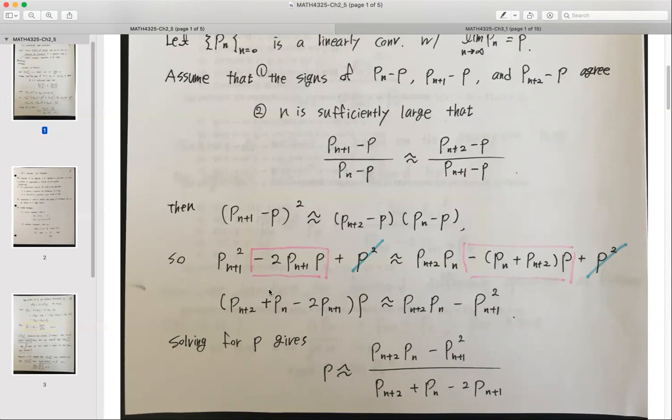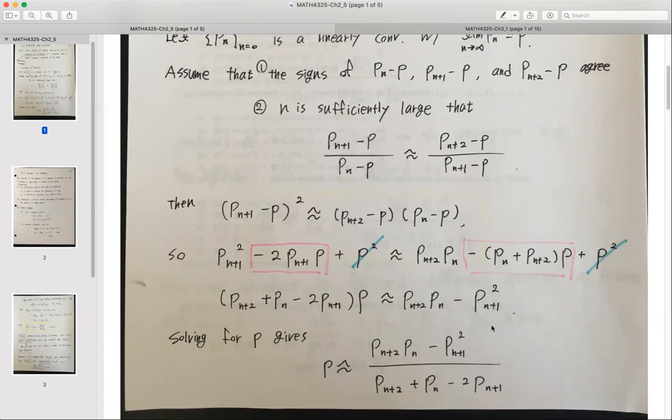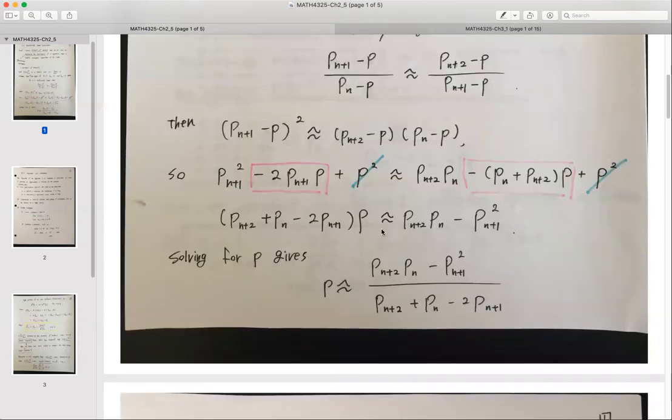Now the P sub n plus 2 plus P, these come from here. So we're going to move this one to the left hand side, you see the pink box, and then we're going to move P sub n plus 1 squared to the right hand side. These terms in the pink box have the common factor P, so factoring out P, we get this, and the right hand side we get this. Now solving that expression for P, we get this.